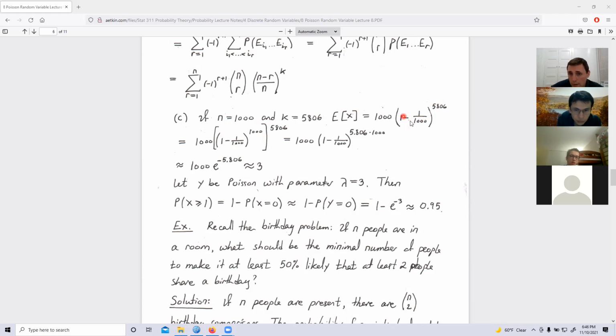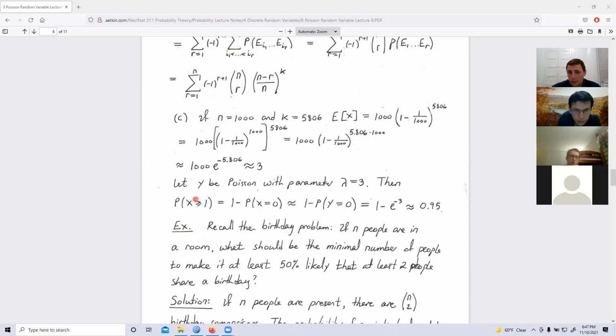Look at it. This 1 minus 1 over 1,000 looks like e to the minus 1. Do you agree? I don't like this number. So what do I do? I place the number I like on the top, and I have to divide by that number. In other words, I divide by 1,000 and put it here. So this is what we get. This is e to the minus 5.806 approximately times 1,000. And when you calculate it, it's approximately 3. So approximately 3 boxes are going to be empty.